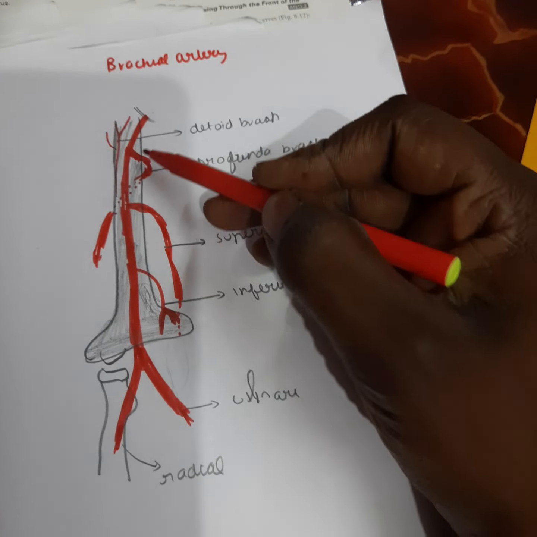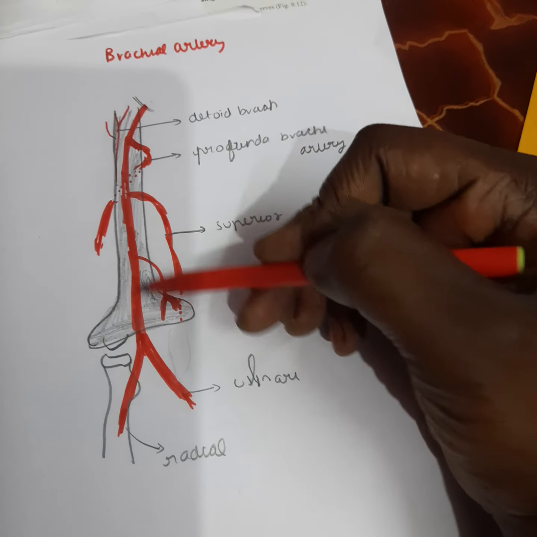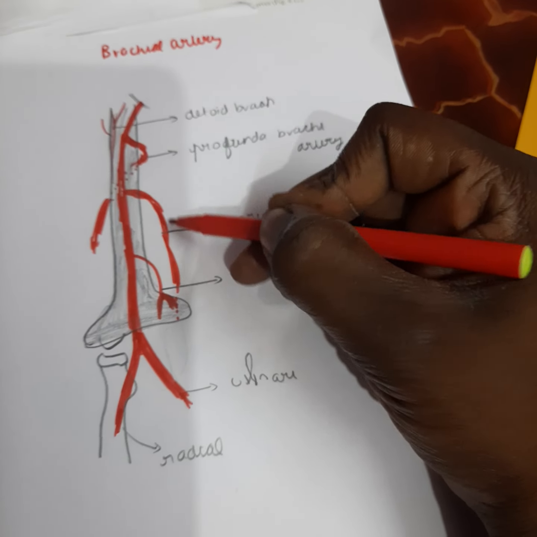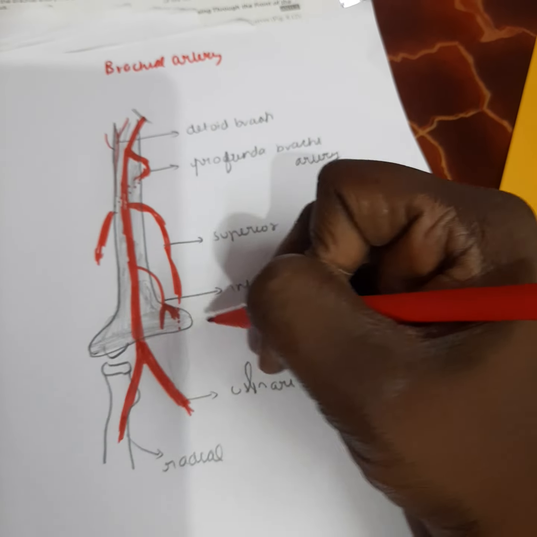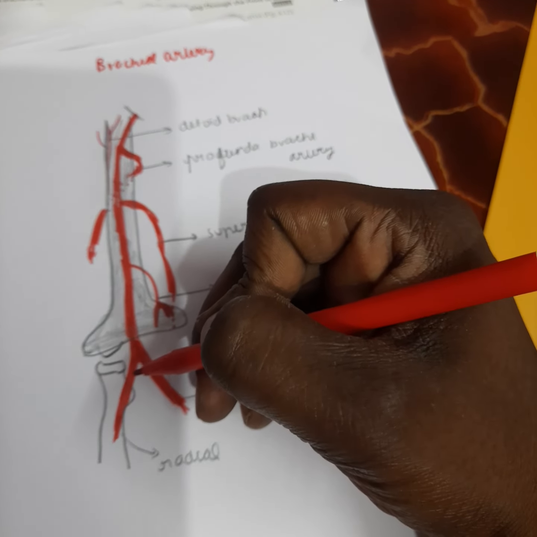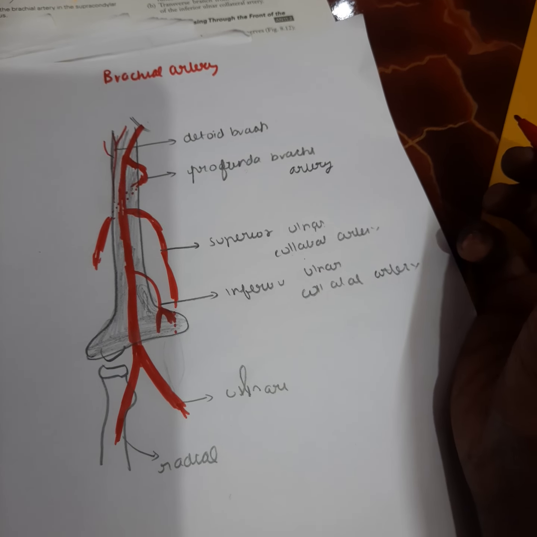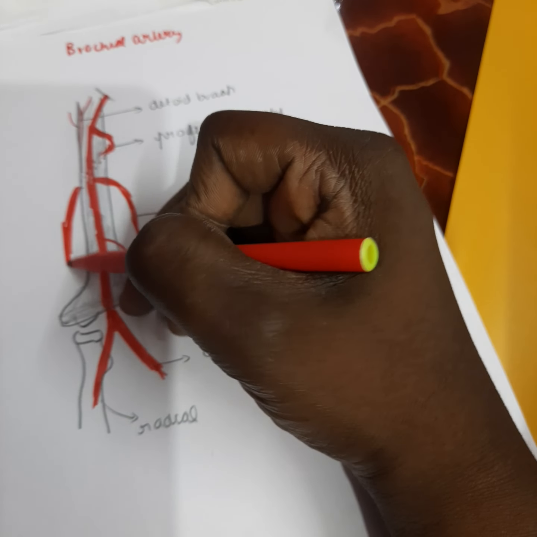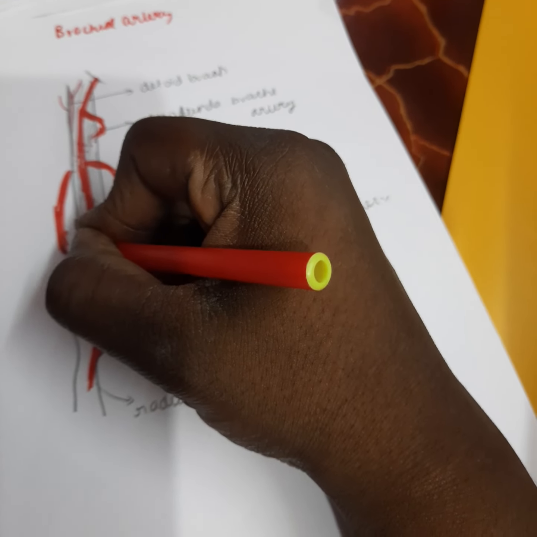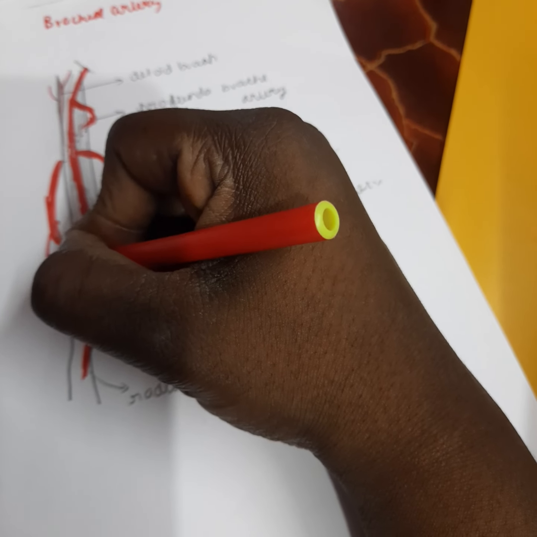So the profunda brachii artery is the main branch of the brachial artery. Then there are the superior ulnar collateral artery, the inferior ulnar collateral artery, and obviously our radial and ulnar arteries. Now talking about the profunda brachii artery, it gives two branches. This is called the radial collateral artery, and this is called the middle collateral artery.